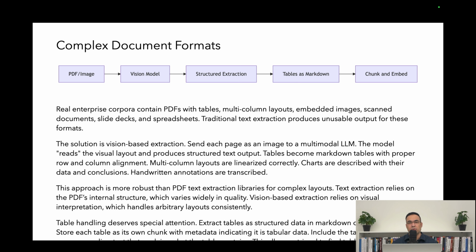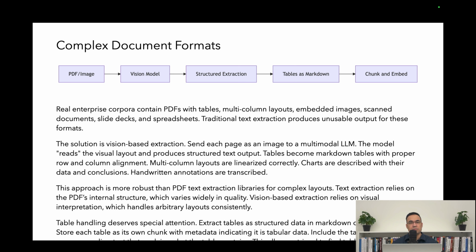Tables become markdown tables with proper row and column alignment. Multi-column layouts are linearized correctly. Charts are described with their data and conclusions, and handwritten annotations can be transcribed. The approach is more robust than PDF text extraction libraries for complex layouts. Text extraction relies on the PDF's internal structure, which varies widely in quality. Vision-based extraction relies on visual interpretation, which handles arbitrary layouts pretty consistently.